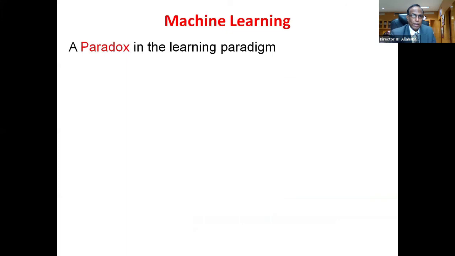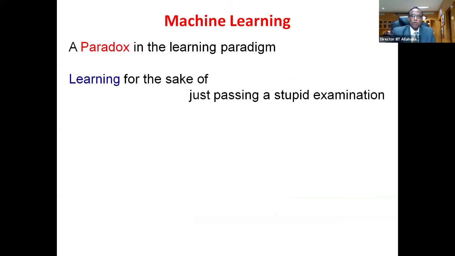All right. So, a paradox in the learning paradigm. See, in machine learning, in the general learning paradigm, there is a paradox. What is that paradox? The paradox is learning for the sake of just passing a stupid examination, like we have been doing all through our life. We learn. Learn for what? Learn to complete one stupid examination. It can be the joint entrance examination, or it can be the common entrance test for admission to BTech or for admission to MBBS. It can be NEET. So these are all only learning for the sake of passing an examination.